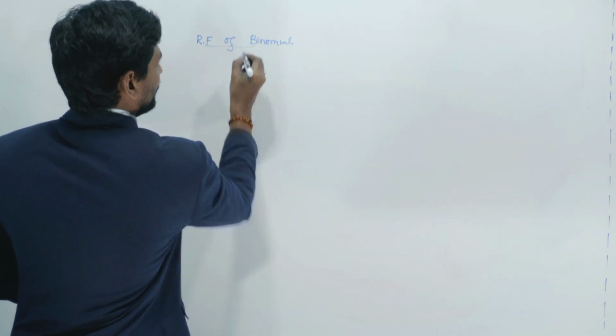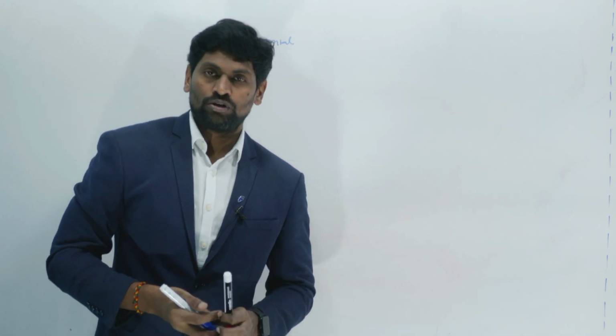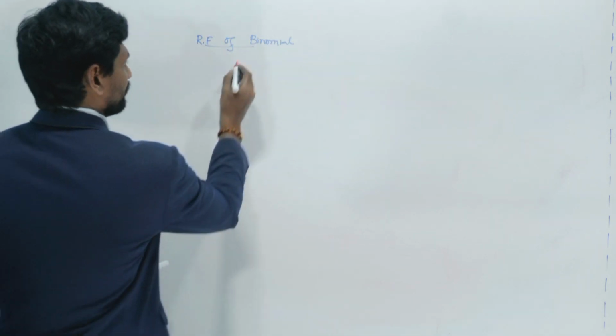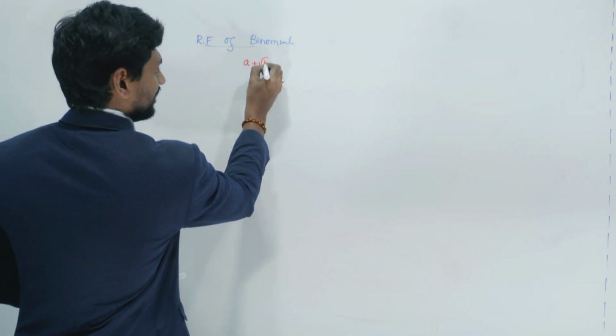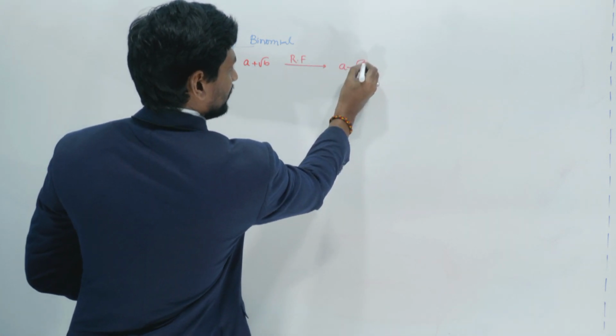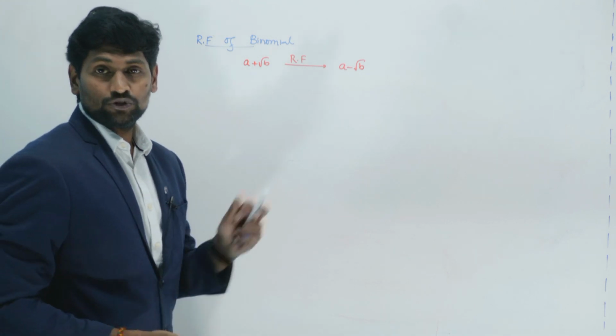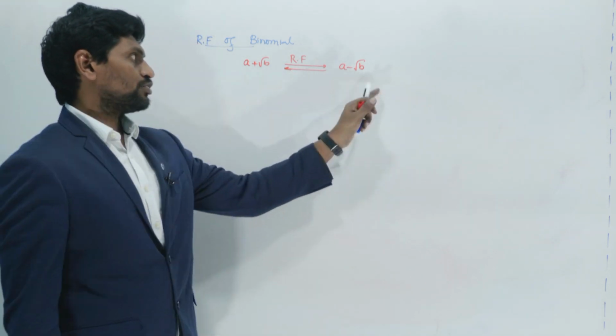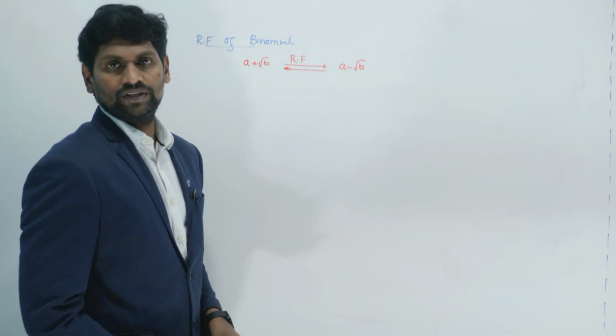Now simply, while you are observing any binomial, you are trying to write it using the a plus b into a minus b formula, a square minus b square. For example, a plus root b, the rationalizing factor is a minus root b. Same way, a minus root b, the rationalizing factor is a plus root b. Okay?